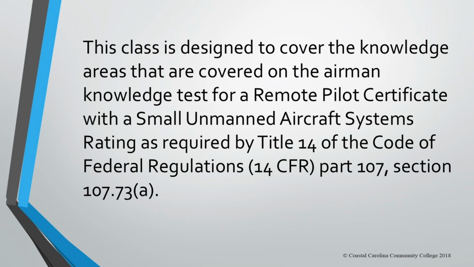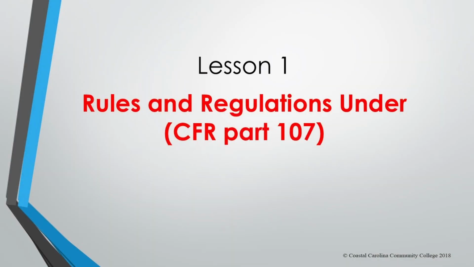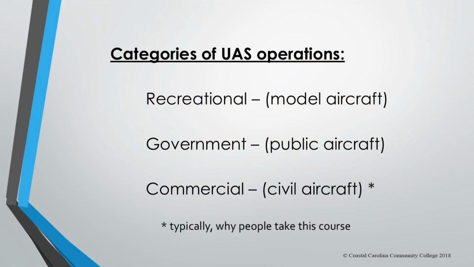Pass the Part 107. Now, in this module, we're going to be talking about rules and regulations covered under CFR Part 107. Now, there are three types of UAS, and that's unmanned aircraft systems or drones. And the three types are recreational, government, and commercial.